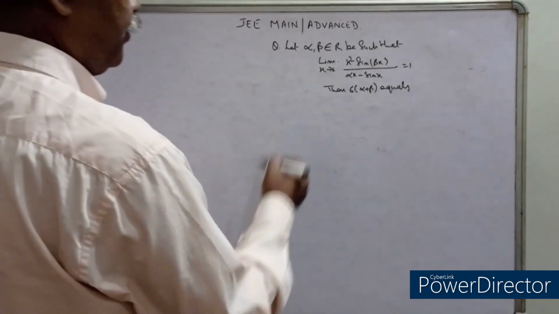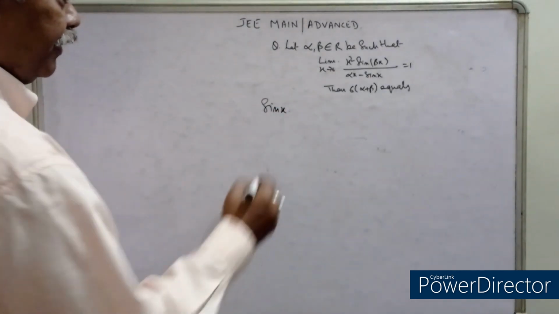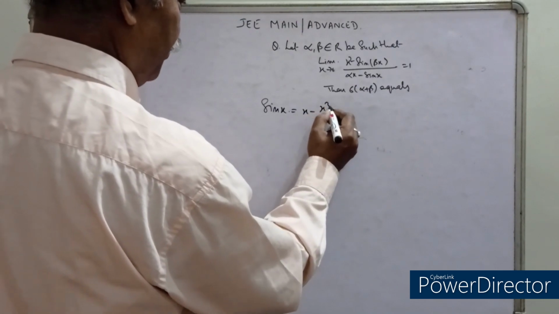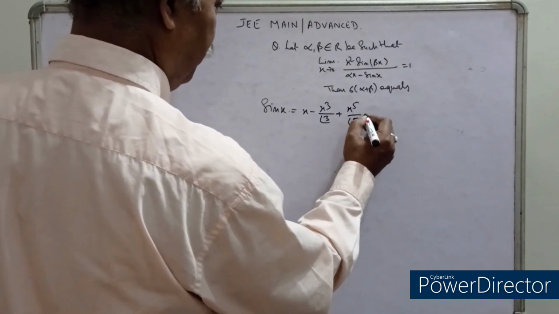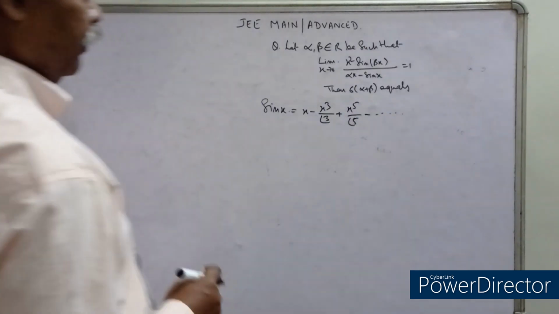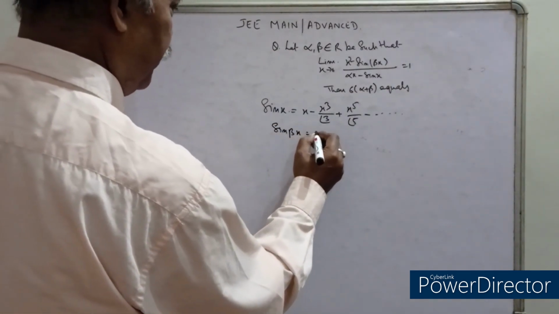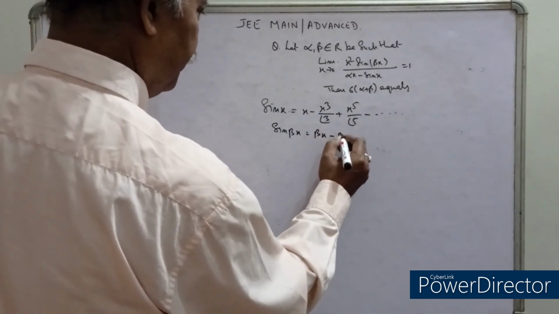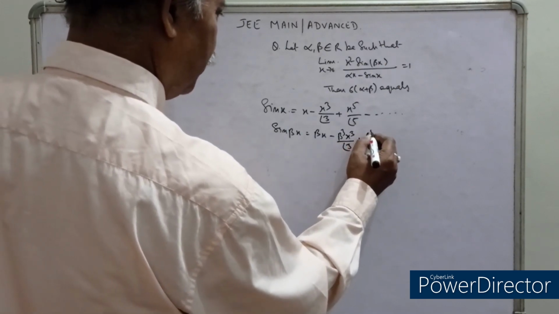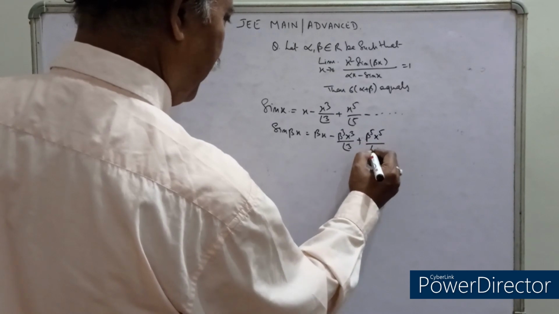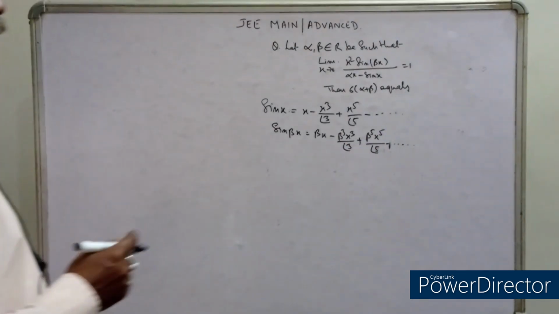Now this is my next question. So first of all I must know the expansion of sin x, that is x minus x cube by 3 factorial plus x to the power 5 by 5 factorial minus, and it goes like this. So for sin beta x, this will be beta x minus beta cube x cube by 3 factorial, again plus beta to the power of 5 x to the power of 5 by 5 factorial, and then minus, and it will go on like this.